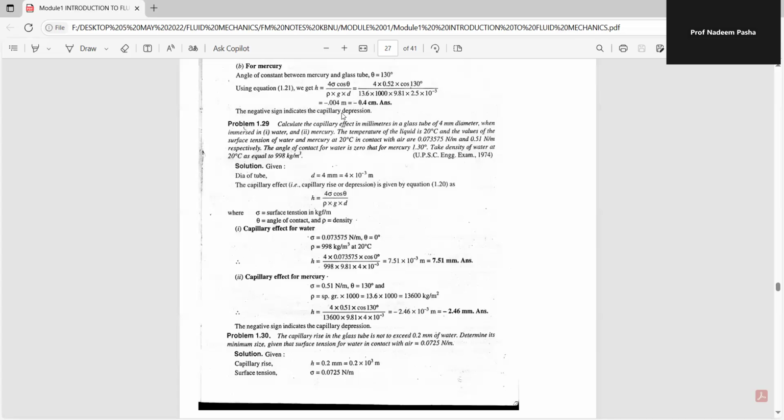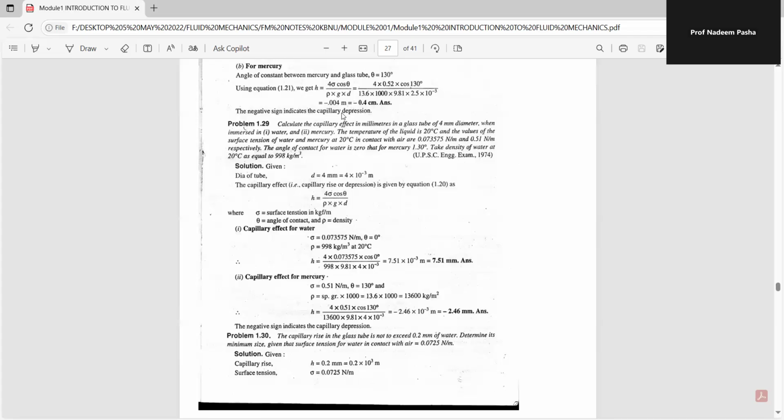Take density of water at 20 degrees Celsius equal to 998 kg per meter cube. So it is a question of UPSC engineering exam 1974. What are the things given to you? Diameter of tube is given to us, D equal to 4 mm. If you convert this into meter, it will be 4 into 10 raised to minus 3 meter. The capillary rise or depression is given by the equation X equal to 4 sigma cos theta divided by rho g D. So capillary effect for water, first case. Sigma is given to you, theta is given to you, rho is also given to you.